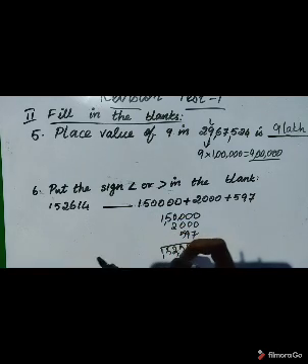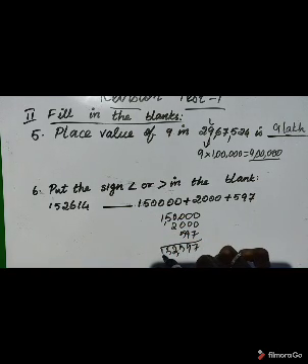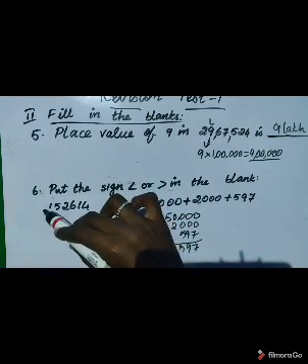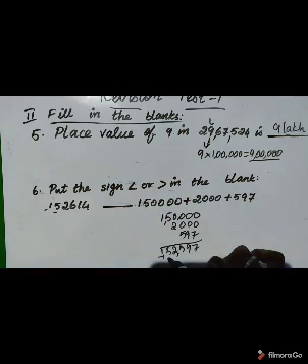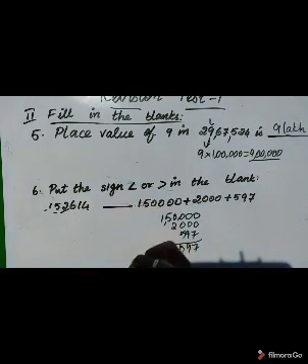To find the missing addend, you can subtract from the sum. You can subtract the bigger number from here. But to find the answer directly, I will say, see here, this 6 is remaining the same.